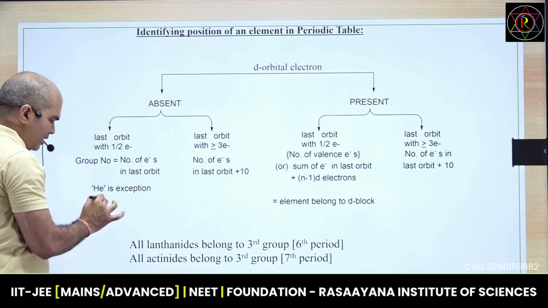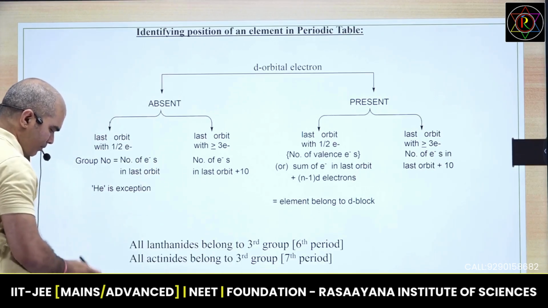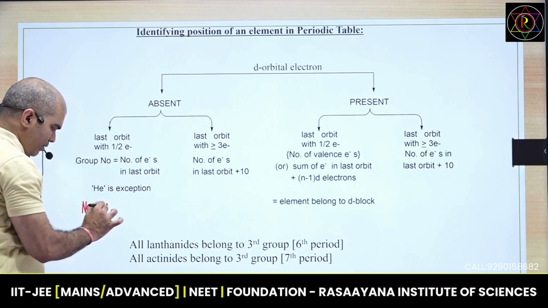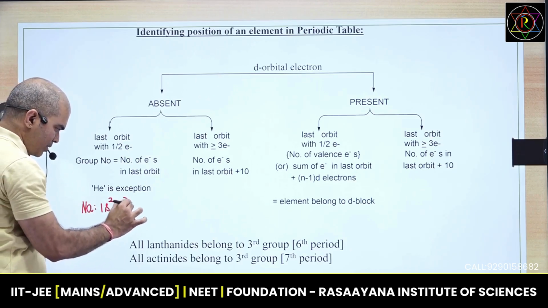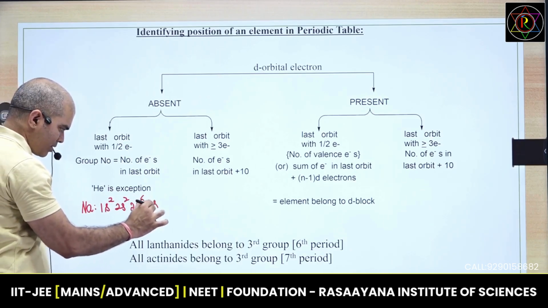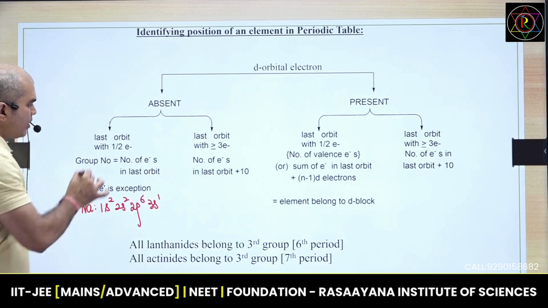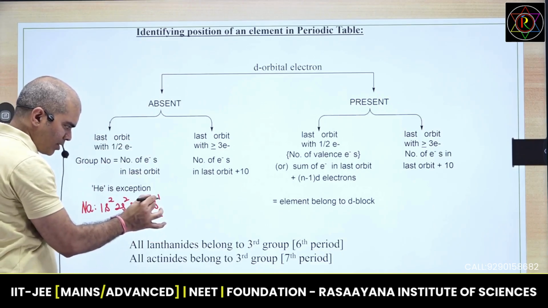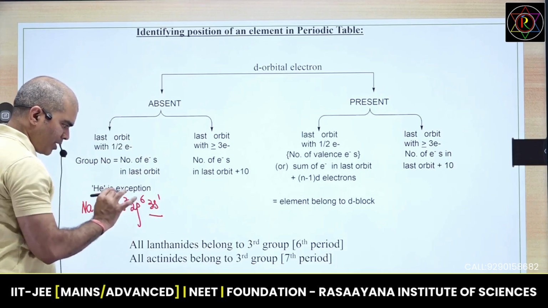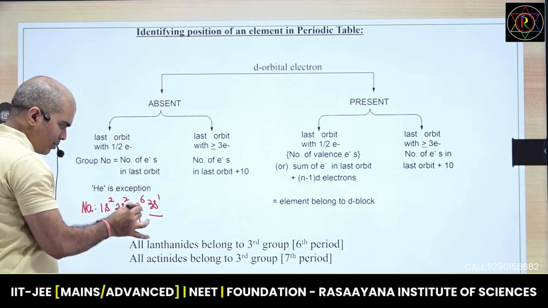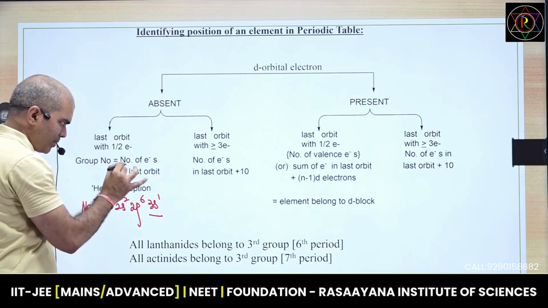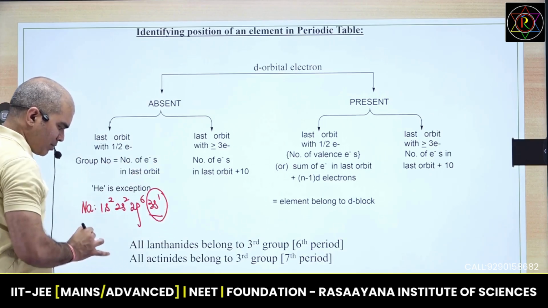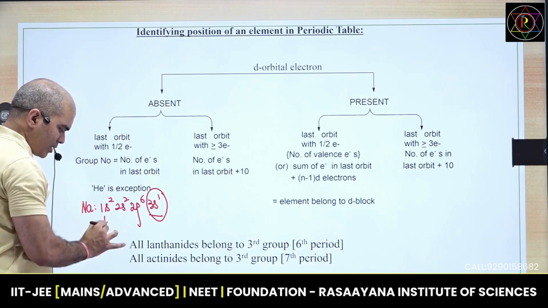Now let me take, say, sodium. For sodium, the electron configuration is 1s2, 2s2, 2p6, 3s1. Last orbit with 1 or 2 electrons. This is the last orbit, it is having 1 electron. If the last orbit is with 1 electron, no d electrons are present. What is its group number? The number of electrons present in the last orbit. Therefore, sodium belongs to first group.